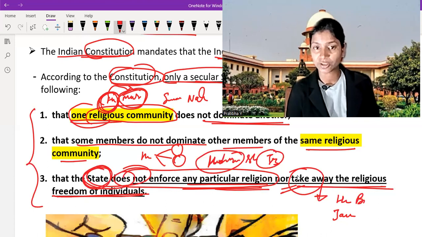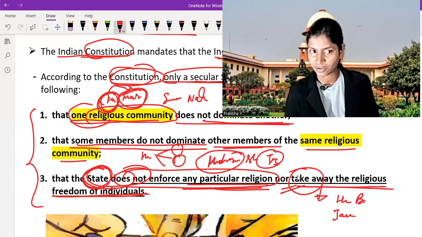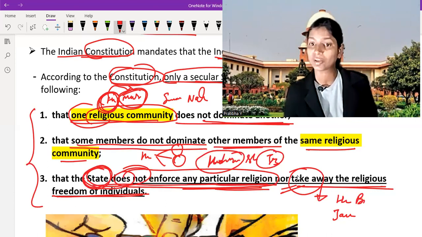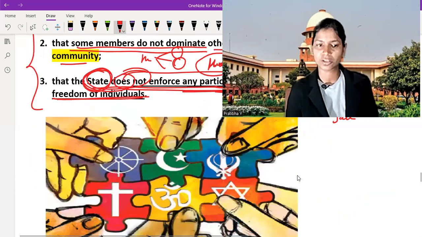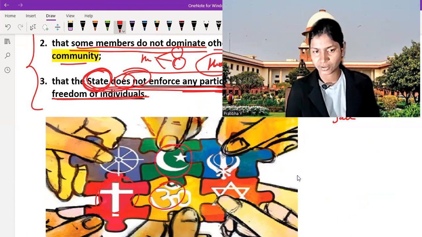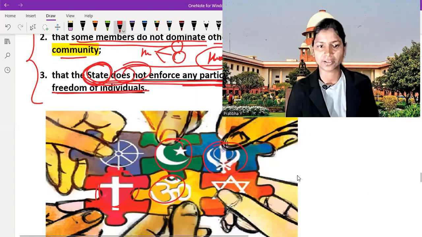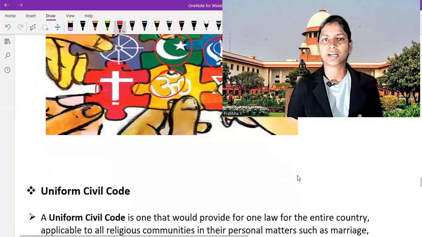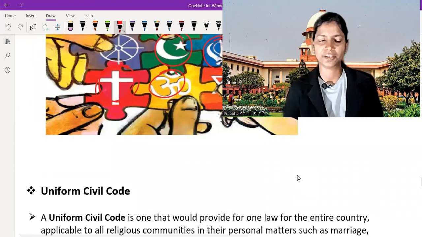One religious community does not dominate another. Some members do not dominate other members of the same religious community, and the state does not enforce any particular religion, nor take away the religious freedom of the individual. So in this picture, you can clearly see Christianity, Hinduism, Islam, Sikhism, Jainism, as well as other different religions. So I hope you understand the idea of religious freedom.